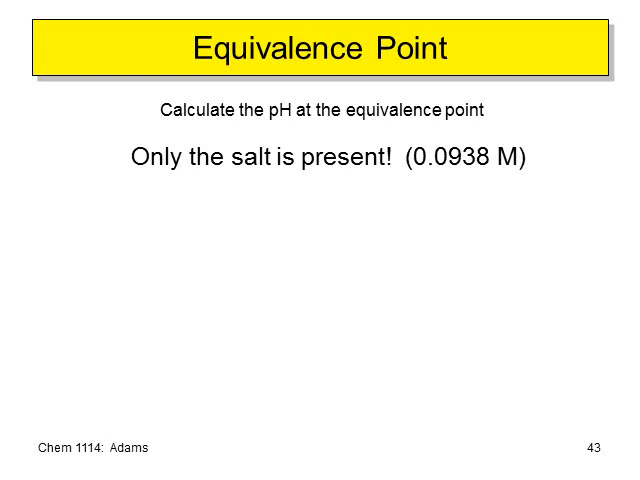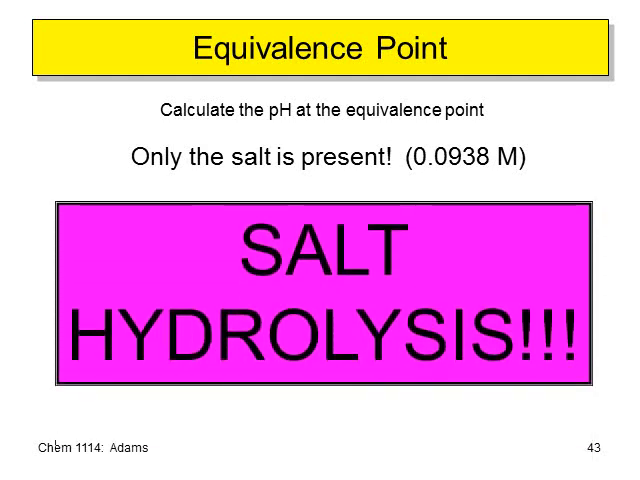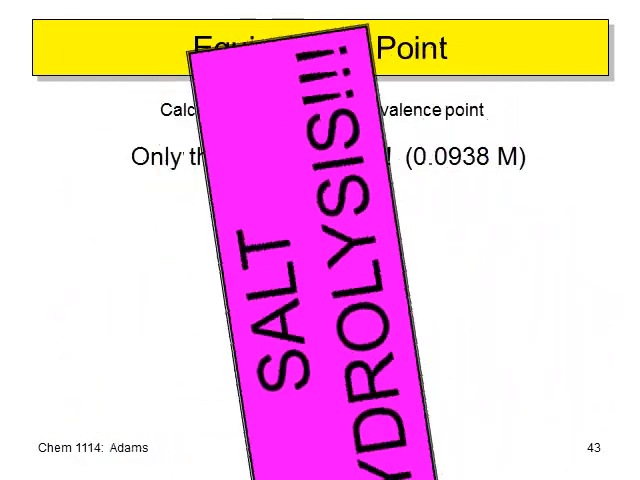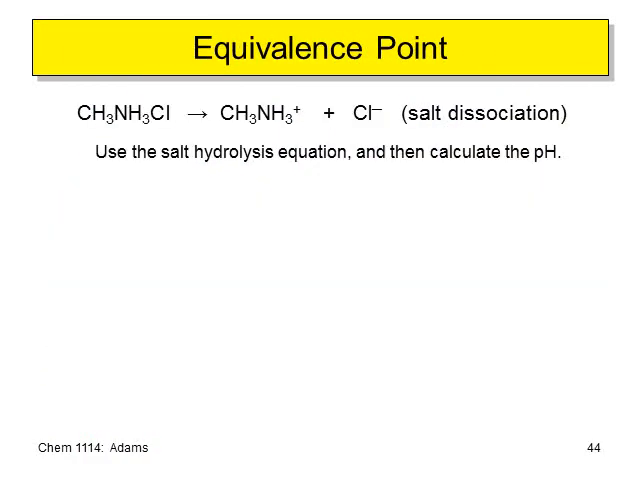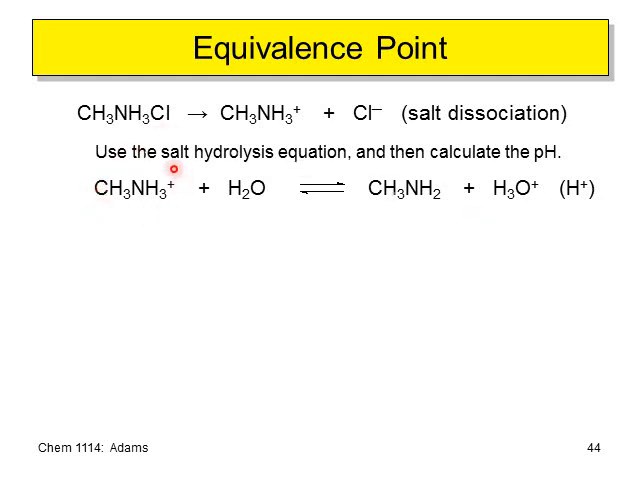Now only the salt is present. And we have salt hydrolysis, the wake me up slide. We're going to use the salt hydrolysis equation to get our new molar values, and we're going to calculate the pH. So salt hydrolysis is your active part, your cation of the base, reacting with water, and I get back the weak base and also the hydronium or H+ ion.